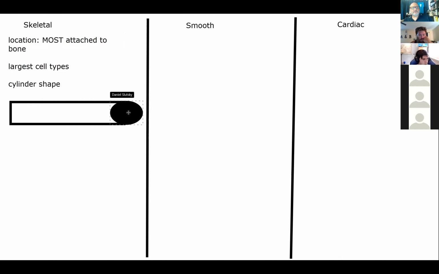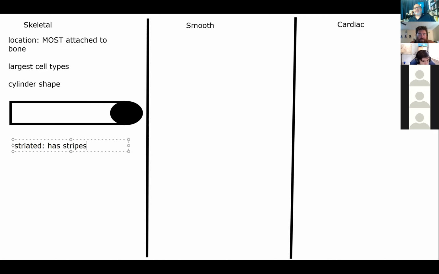Long cylinder shaped cells. But there are a couple other characteristics to our skeletal muscle. The first is that they are striated. What does that mean? They have lines. Yeah, absolutely. It has stripes.